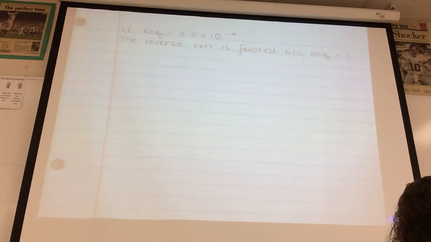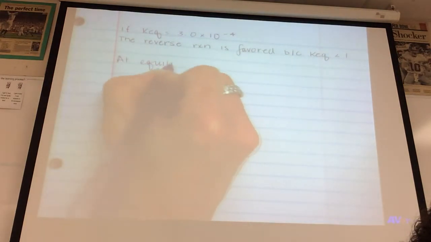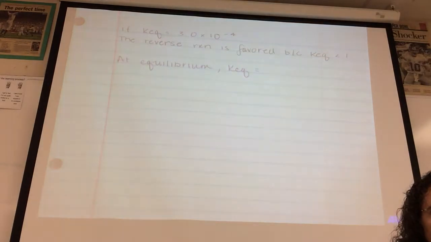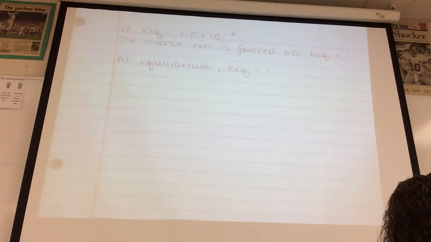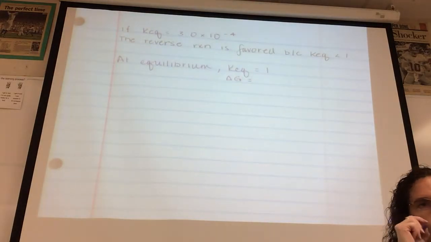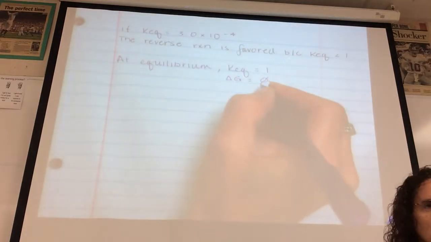The other question says, what would be the value of KEQ at equilibrium? So at equilibrium, KEQ is equal to what? 1. Here's a tricky one. It says, what's the value of delta G? Let's think about this. A thermodynamically favorable reaction has a positive or negative delta G? Negative. A thermodynamically unfavorable reaction has a positive delta G. So what would you guess delta G would be at equilibrium? Zero is correct. Good girl.